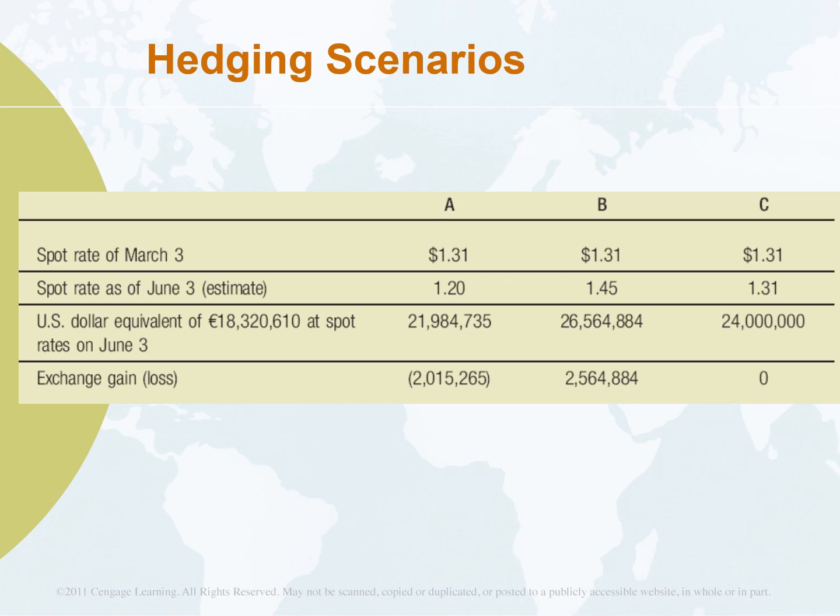In the case when the exchange rate changes from 1.3 to 1.2, the US dollar equivalent of 18 million becomes 21 million, right? Almost 22 million. There is a loss of $2 million in exchange. If the dollar becomes stronger, from 1.31 to 1.45, the 18 million is now worth 26 million US dollars. Then you gain $2.5 million. That shows the hedging scenario you can expect to get.